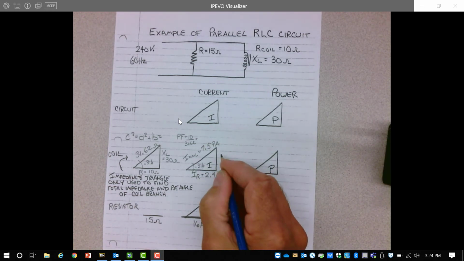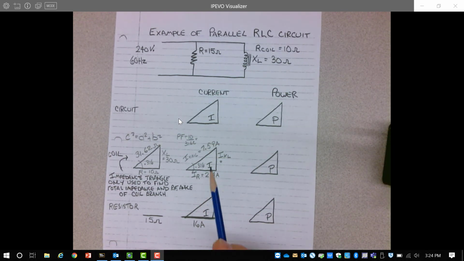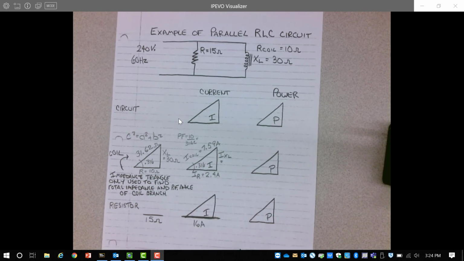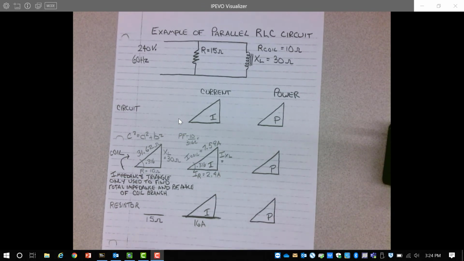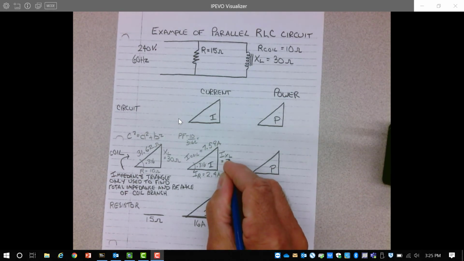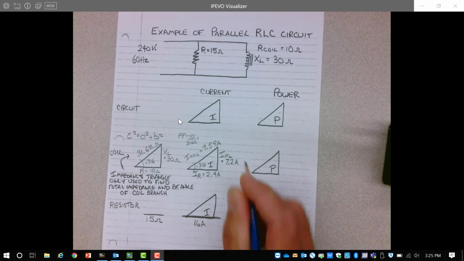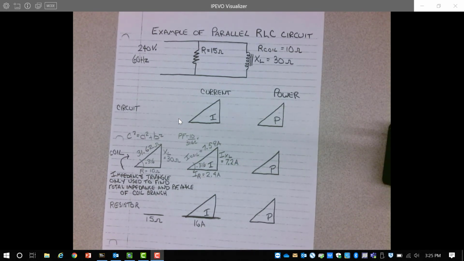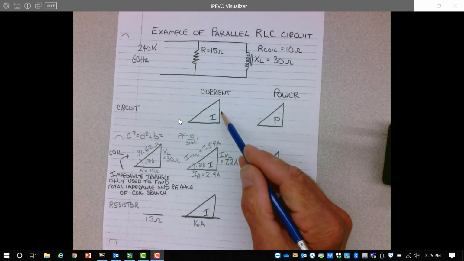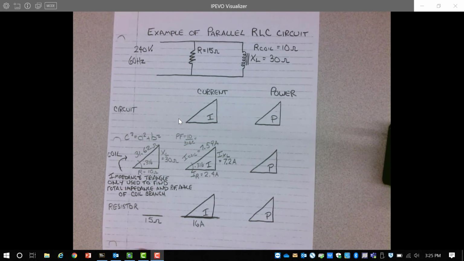Now to find the reactive current of the coil, I simply again use Pythagoras' theorem. The hypotenuse squared minus the resistive side squared will give me the value for my inductive current of this coil, and that current should come out to 7.2 amps. Now I have all three sides of my current triangle for the coil. I know the total current for the resistor. I can now complete the current triangle for the entire circuit.